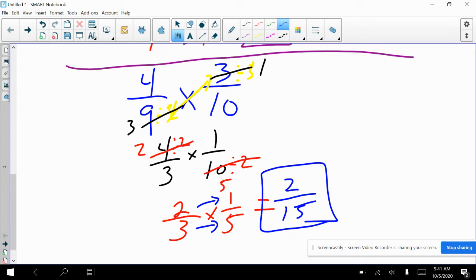Can you do those in the same problem? Sure you can. But there's a lot of numbers going on. Again, I would highly recommend that you rewrite the problem so you're not confused on what you're actually multiplying across. Numerator times numerator, denominator times denominator.